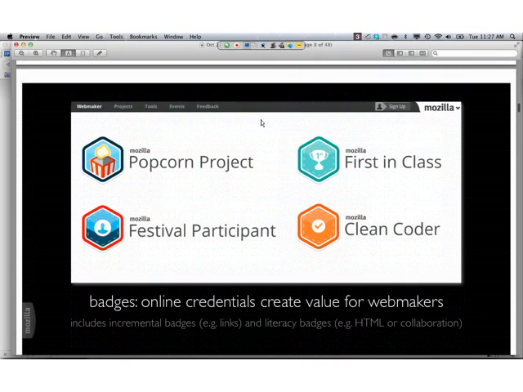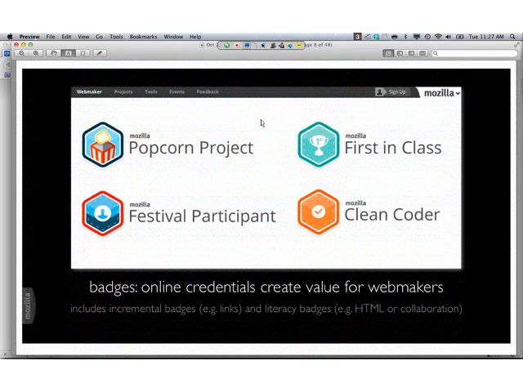The next thing we'll be layering on beginning at MozFest is badges, which would allow people who do those projects and use those tools to earn credentials that create value for them, both showing how they're leveling themselves up and also allowing them to demonstrate the skills that they have. And this includes incremental badges that you earn along the way that roll up into larger badges like HTML basics or CSS basics, and also literacy badges.